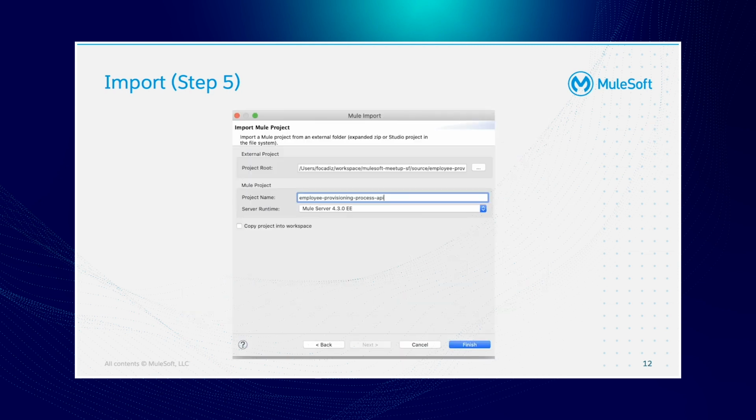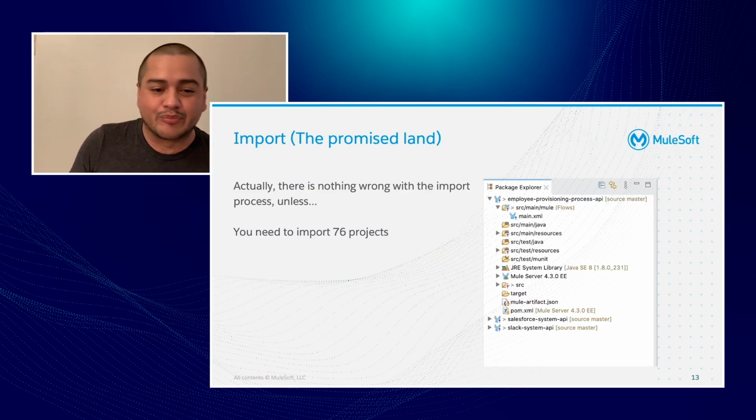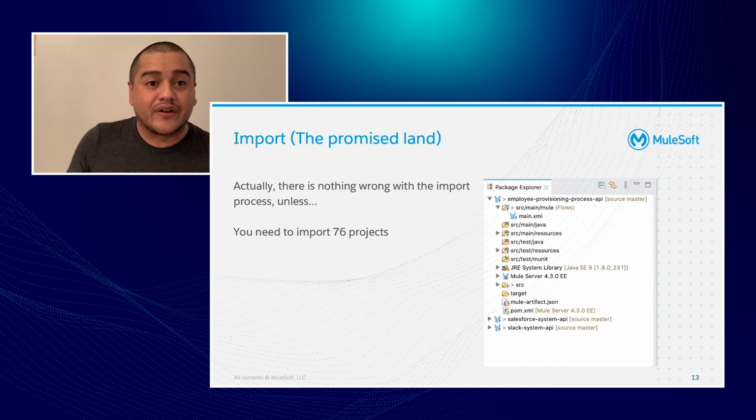Once you find the project, you click on finish, and voila. After a couple of windows, you can start working on your project. And there's nothing wrong with the process. However, when you need to import 76 projects and you are part of a big organization or a big team with hundreds and hundreds of applications, it becomes like a big mess.